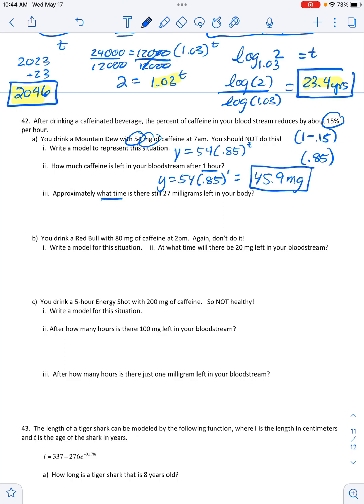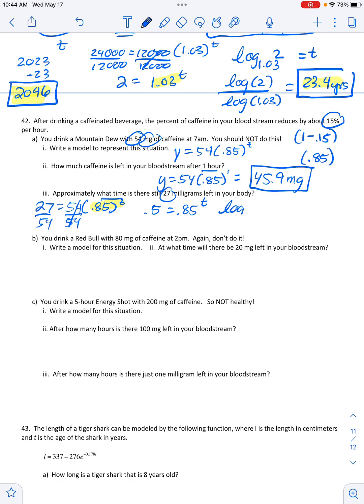What time is there 27 left? So now 27 is going to be at the end. 54 was the start, and I'm working backwards to time. So I need to get the power part alone. So like usual, I divide out this value. That lands me at a half equals 0.85 to the t power.